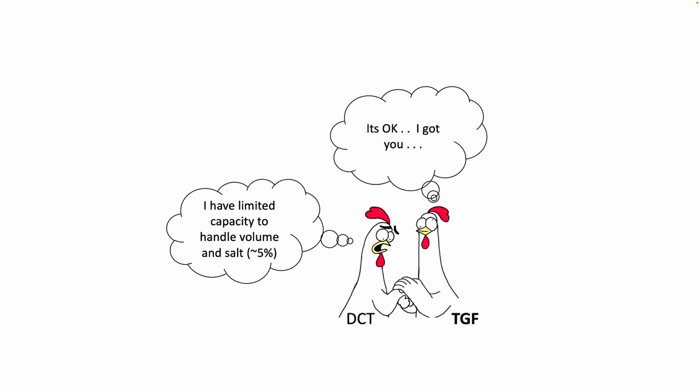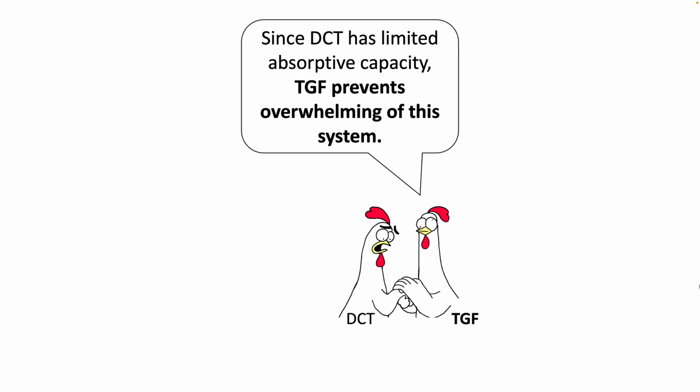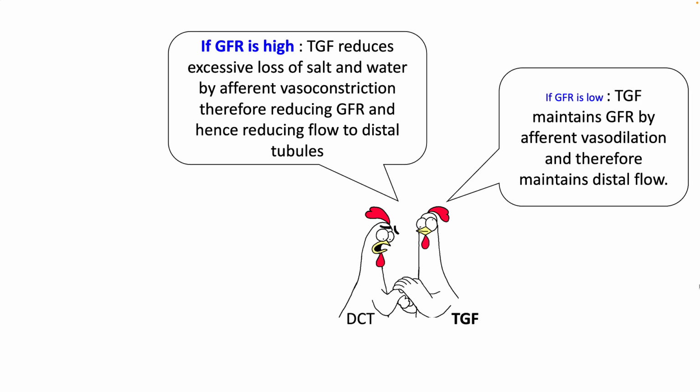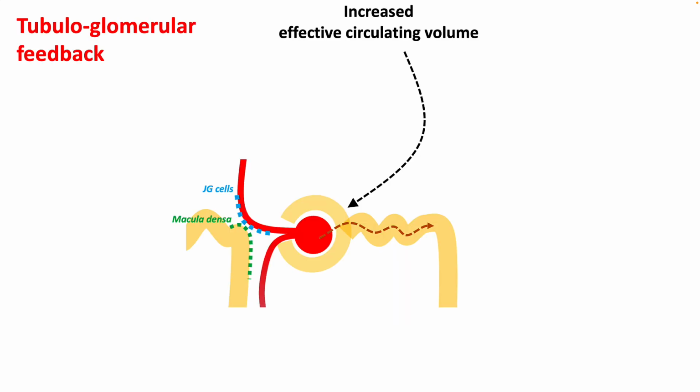DCT, as you know, has limited capacity to handle volume and salt and accounts for less than 5% of the total. The tubuloglomerular feedback prevents overwhelming of the system. Therefore, if your GFR is high, the TGF will reduce the excessive loss of salt and water by afferent vasoconstriction, therefore reducing the GFR and therefore reducing the flow to distal tubule in these circumstances. And if your GFR is low, TGF will maintain the GFR by afferent vasodilation and therefore maintains the distal flow. Let's see how this happens.